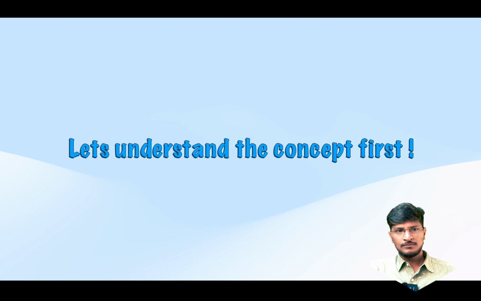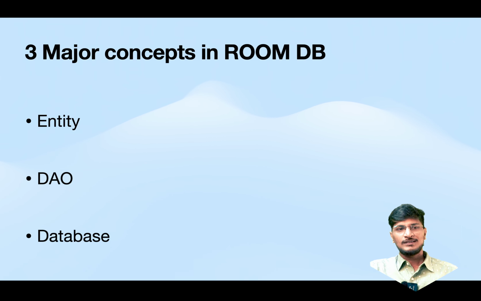Now let us understand the concept of Room database, because our style is to first understand the concept. When you understand the concept, coding is going to be much easier. There are three concepts in Room database: entity, DAO, and database.